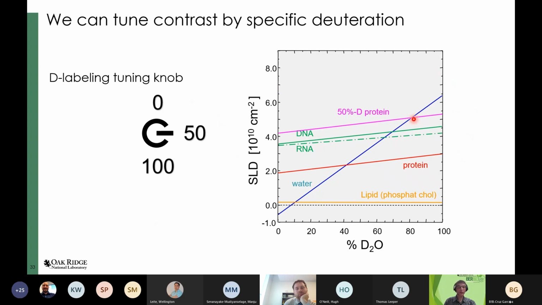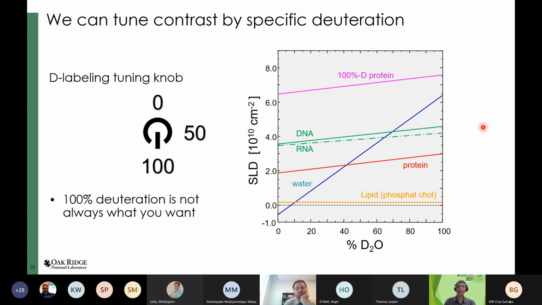If I completely deuterate my protein, it'll go up to here, and that's not always useful because now I cannot match it anymore with H2O D2O mixtures. It'll always show up, and that's not always what we want. So often we aim for lower deuteration levels in small angle scattering than 100%.